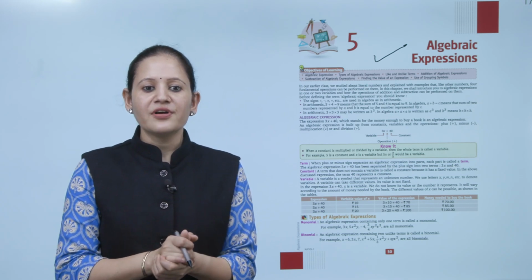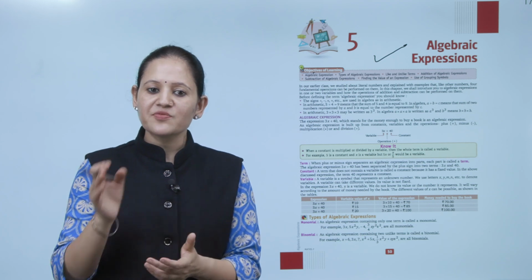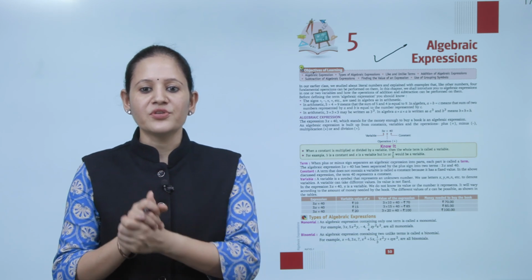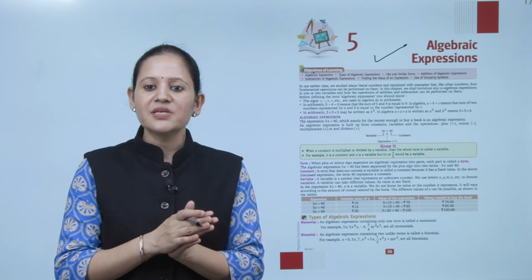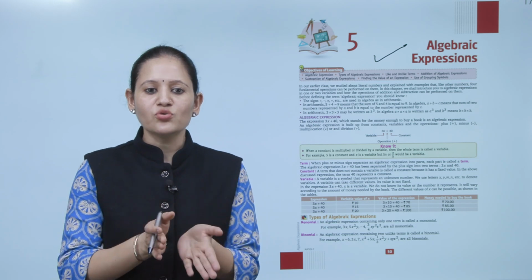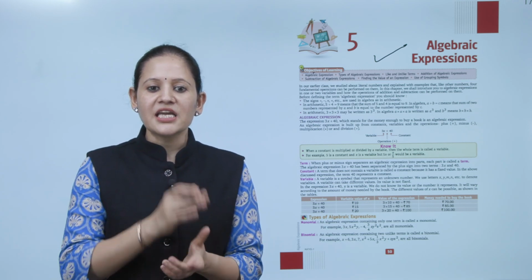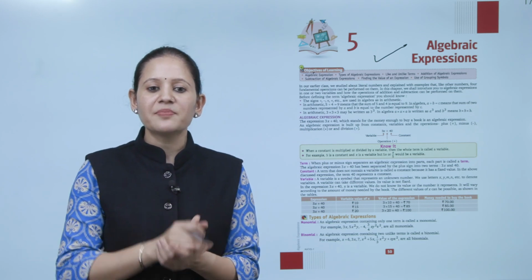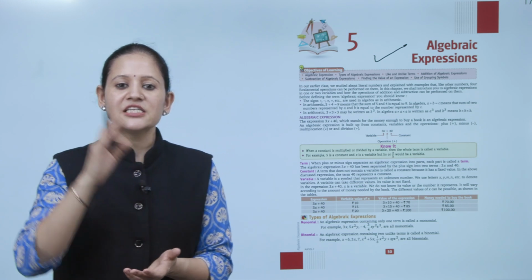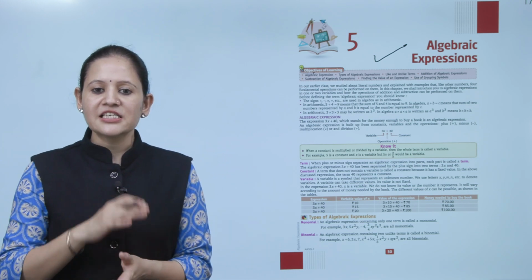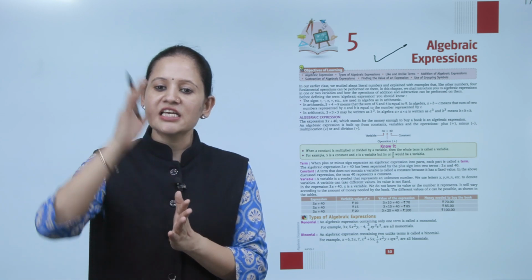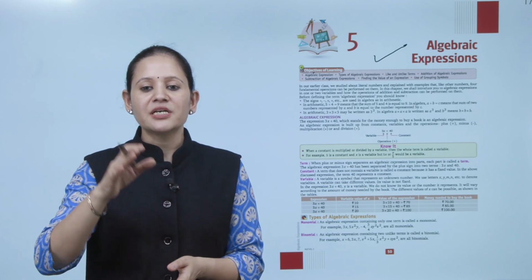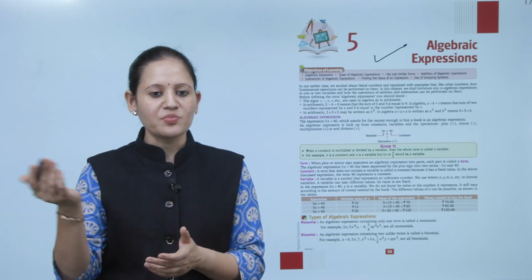In arithmetic, 5 plus 4 equals 9. That means the sum of 5 and 4 is equal to 9. In algebra, a plus b equals c means the sum of two numbers represented by a and b is equal to the number represented by c. And in arithmetic, 3 multiplied by 3 multiplied by 3 may be written as 3 to the power 3. In algebra, a into a into a is written as a to the power 3, and b to the power 3 means b multiplied by b multiplied by b, 3 times.